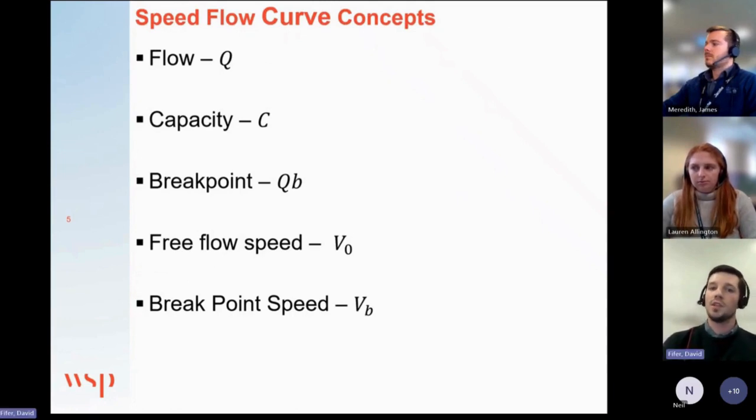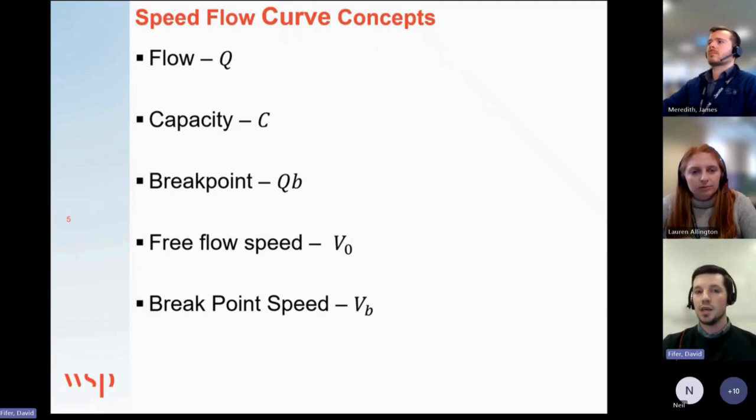So some quick concepts that are used in most speed flow curves. We have a flow, a capacity of your road, a break point, which is a point in certain curves where the relationship between the flow and the speed changes, often adjusting the equation you use or gradients, a free flow speed or an initial speed, depending on the curve, and a breakpoint speed, which is your speed at the breakpoint.